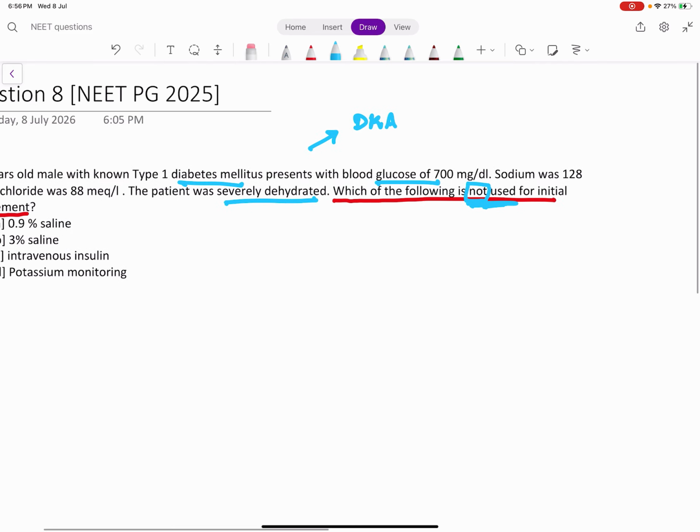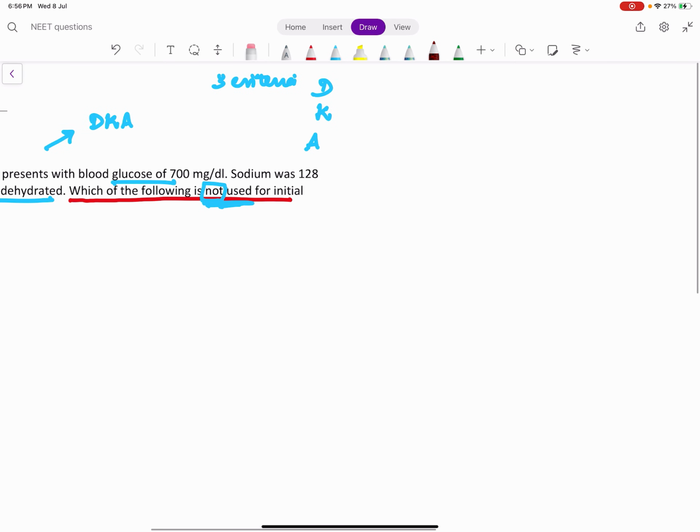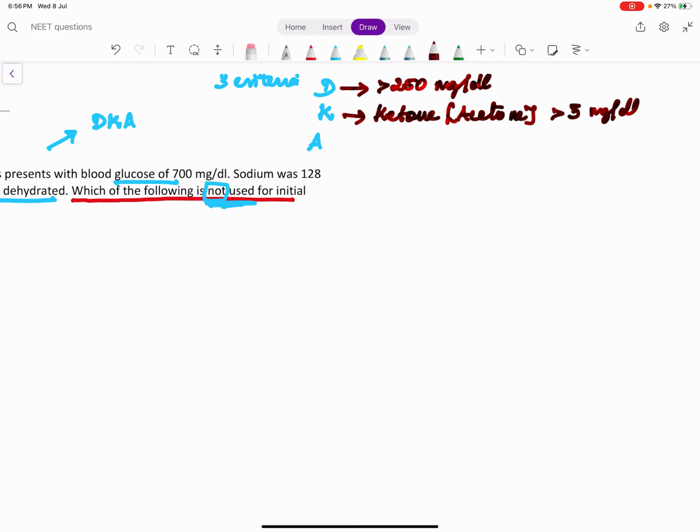So to say diabetic ketoacidosis, there should be 3 criteria. The name itself says diabetic ketoacidosis. So diabetes means sugar has to be high. The latest criteria is sugar has to be more than 250 milligrams per deciliter to say it is high. There should be ketosis, which means the blood ketone bodies, commonly used as acetone, have to be high. How high? It is more than 3 milligrams per deciliter. It may not be important, but just remember the value if you are able to. Next is acidosis.